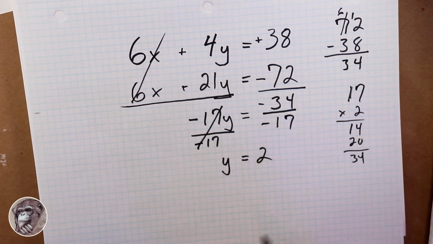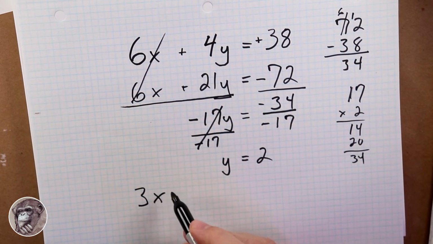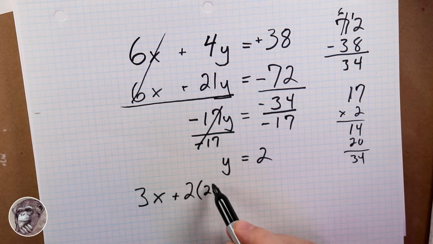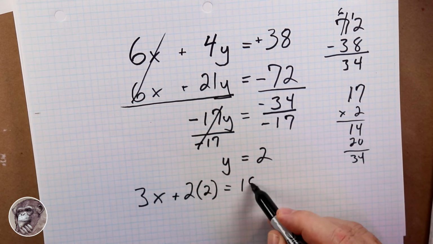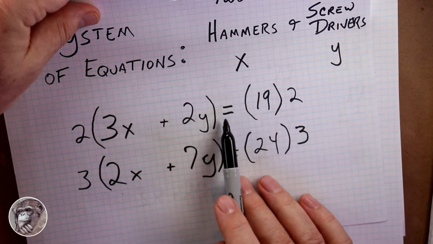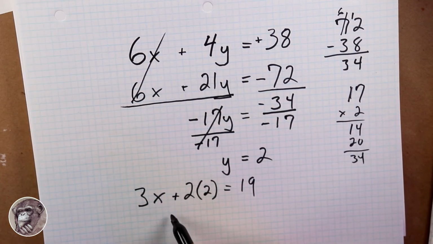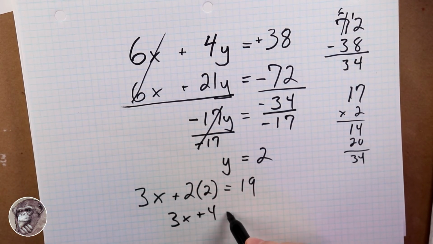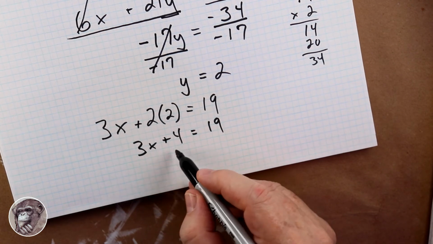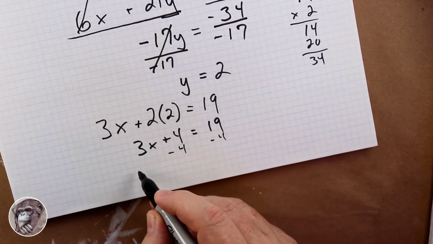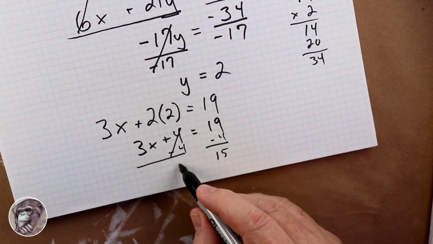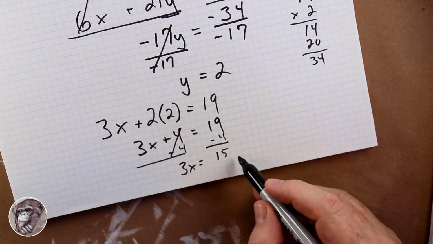So I'm going to do a substitution in there. So I'm going to go 3x plus 2. We know that y is 2, so I'm just going to put a 2 there now, equals 19. So again, we just substituted the 2 with the y for the top one. So we have 3x plus 4 equals 19. I'm going to subtract 4 from both sides. That's going to cancel. This is going to give us 15. 3x equals 15.